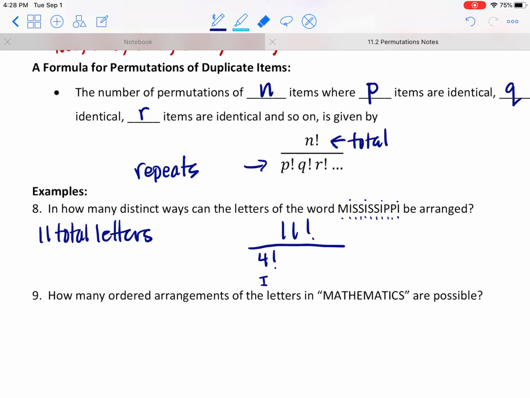And then what else is repeating? Let's see, that was 4 I's. Okay, S is obviously repeating. 1, 2, 3, 4 S's. So I'm going to divide out another 4 factorial for the S that repeats 4 times. And then P happens twice. So I want to divide out a 2 factorial for the P that happens twice. Okay? And this is going to give us the number of ordered arrangements that divides out those duplicates.